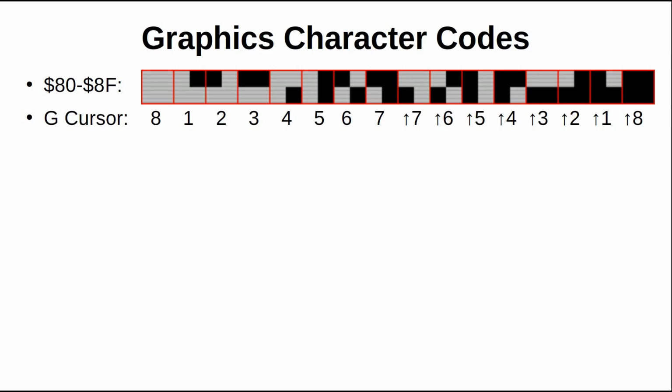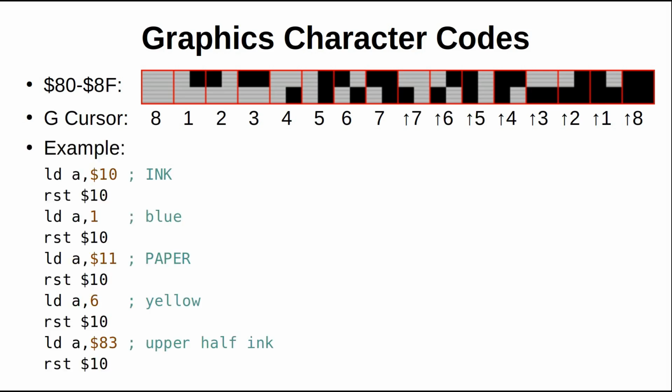Hex 81 through 87 match up with number keys 1 through 7, but the rest are just inverses of those 7, and then all paper at hex 80 and all ink at hex 8F, which gives you all the different permutations of 2x2 bitmaps. So printing hex 83 using the RST 10 routine will print the graphics character on the 3 key, which is all ink on the top half and all paper on the bottom half.